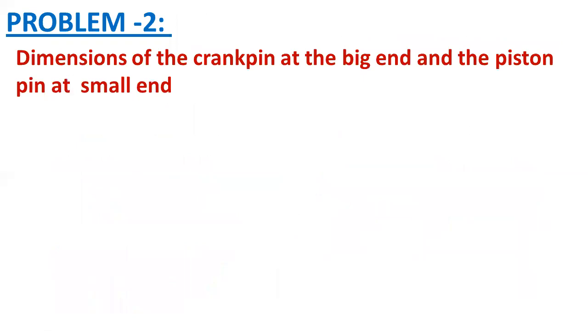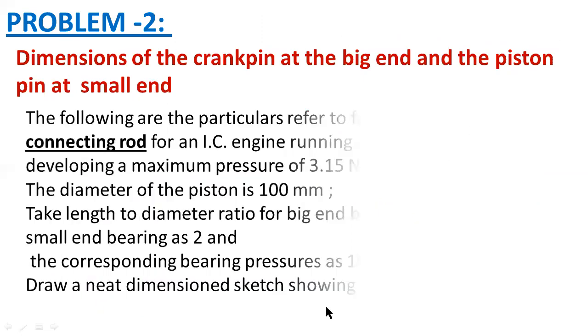Now coming to another problem, that is dimensions of the crank pin at the big end and the piston pin at the small end. Okay, that means you have to find out the diameter of the crank pin and the diameter of the piston pin. Okay, so this is the question.